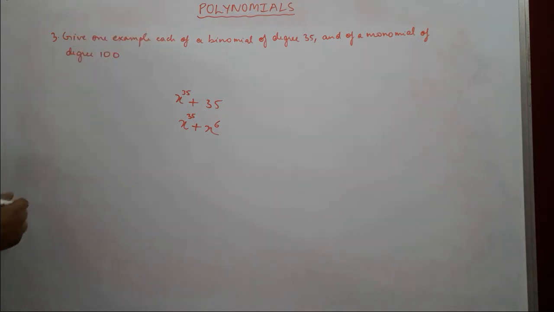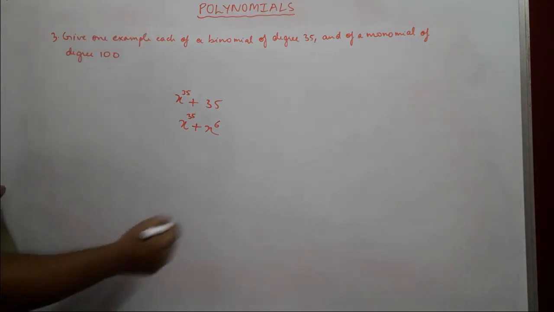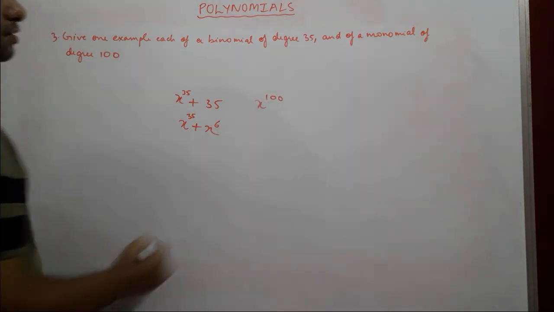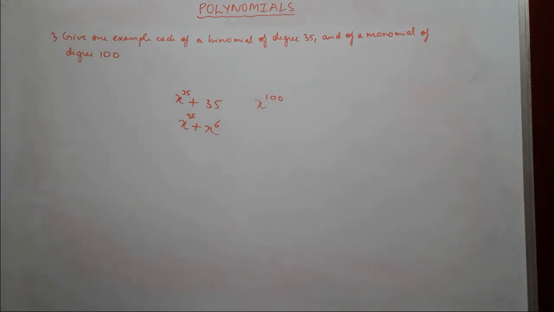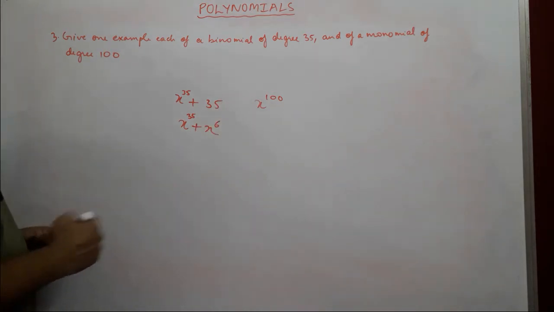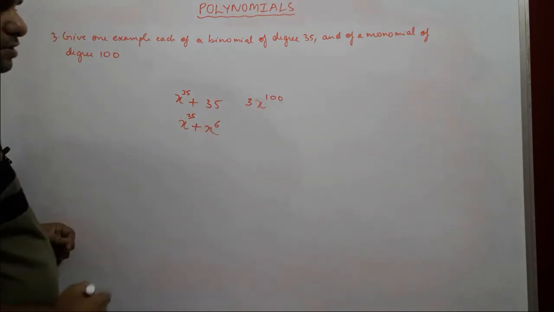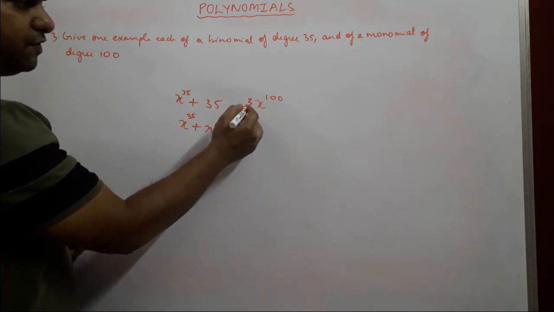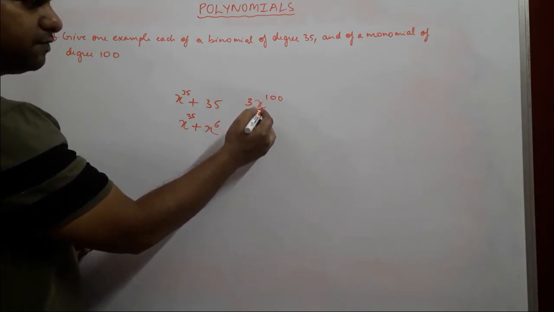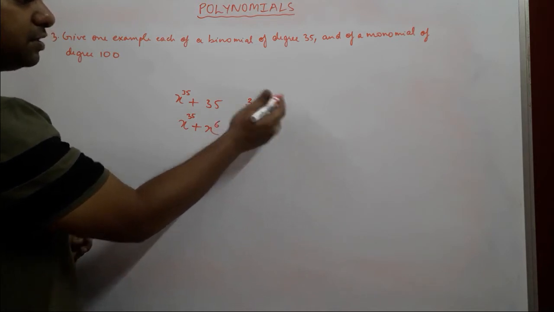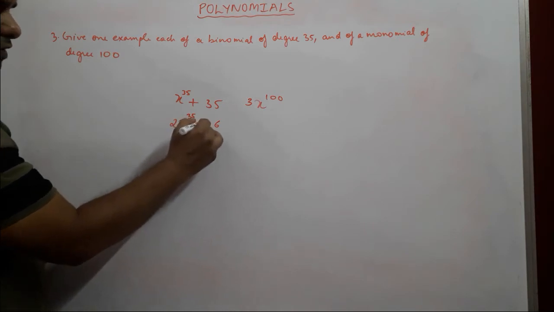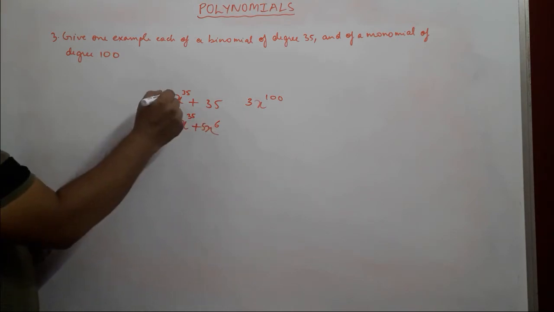Similarly, we have a monomial of degree 100. So straightforward, x raised to 100, that would be your monomial. We can also put any constant over here if you like, 3x. It will still be a monomial, because this is a coefficient and this is a variable, so together they make up a term. Similarly, you can put some constants over here also if you like, up to you.